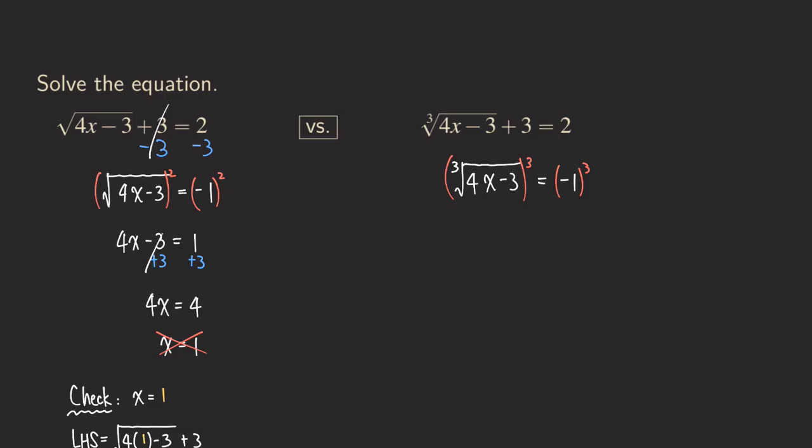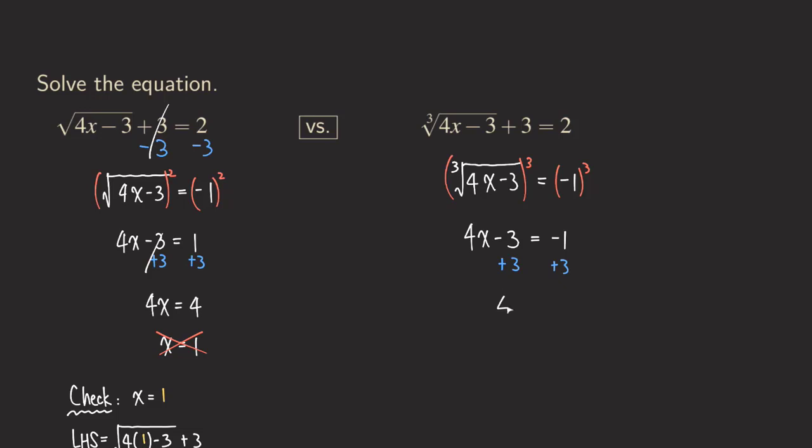So now the cube root and the cube will cancel each other out. So we are going to get 4x minus 3. And we are going to get -1 to the third power. So multiply -1 3 times. So we are still going to get -1. And then now continue with the calculation.